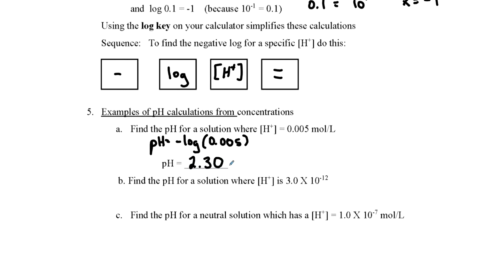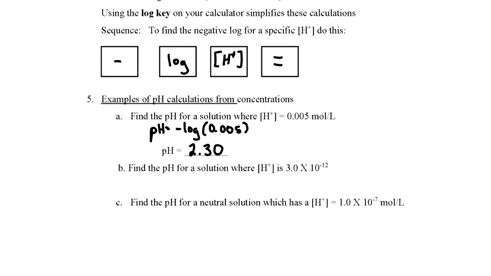Okay, so a pH of 2.3, that's very low on the pH scale. Therefore, this would be an acid. Okay, let's try another one and see what happens.